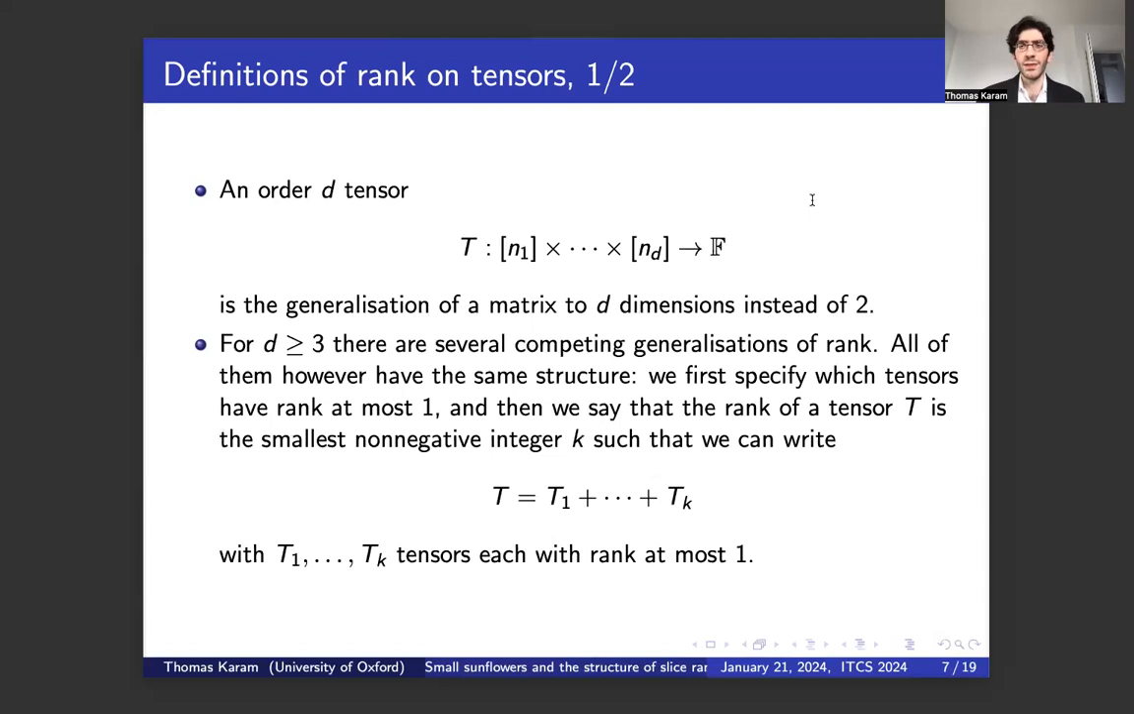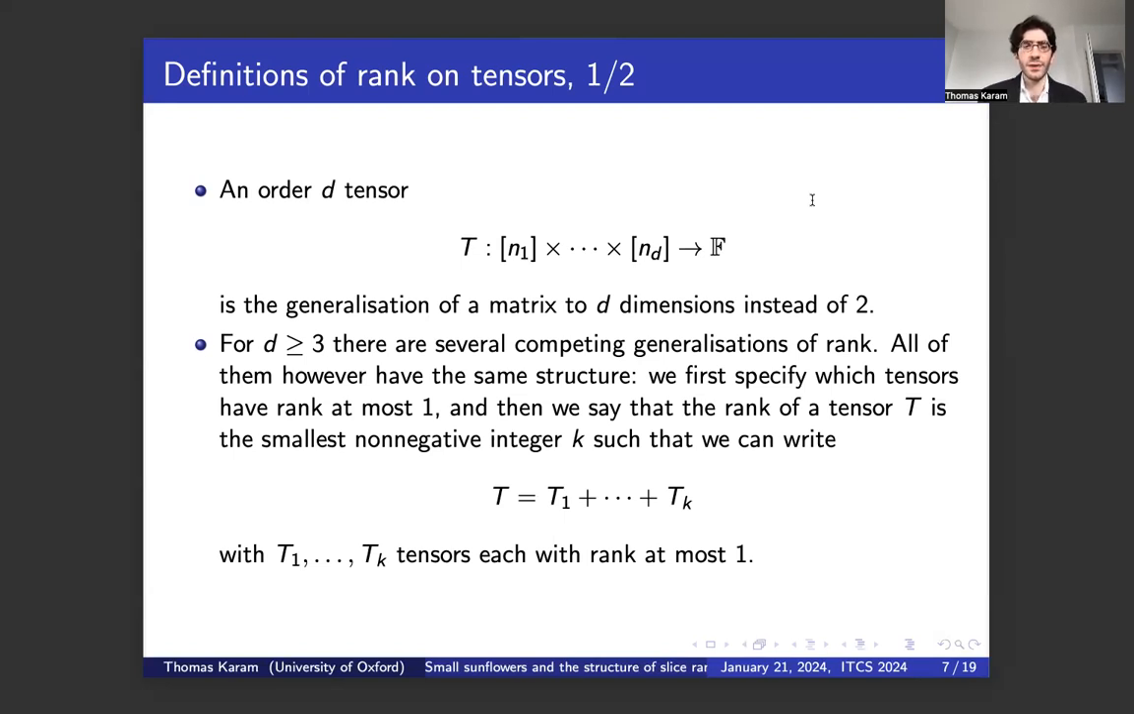Now, moving from matrices to tensors, an ordered tensor is in a way also a table, except that instead of just having rows and columns, you might have a third dimension and a fourth dimension, and you can have arbitrarily many dimensions. Okay, so an ordered tensor is a d-dimensional table, if you like.